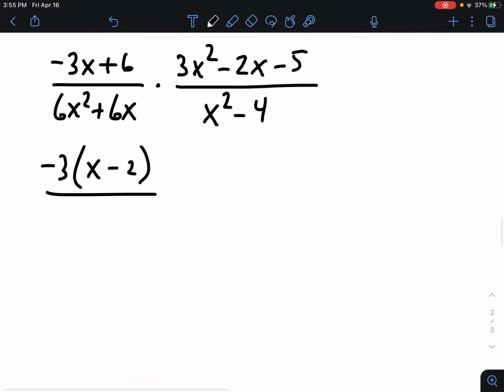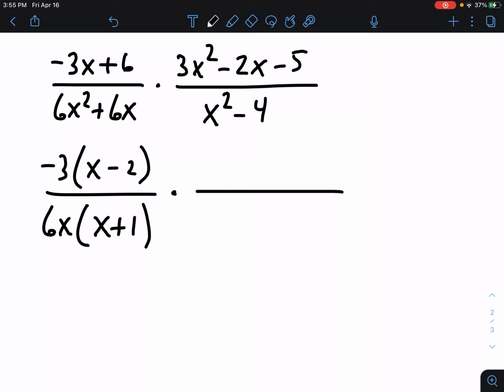Okay, and then the denominator, I can take a 6x out of that. So this becomes x plus 1. We could then factor that 6 a little bit, but we'll get to that in a minute. We don't want to get too far ahead of ourselves.